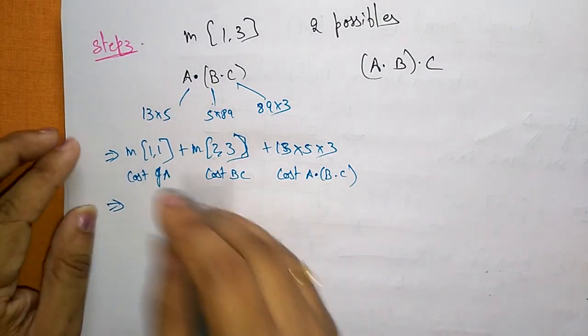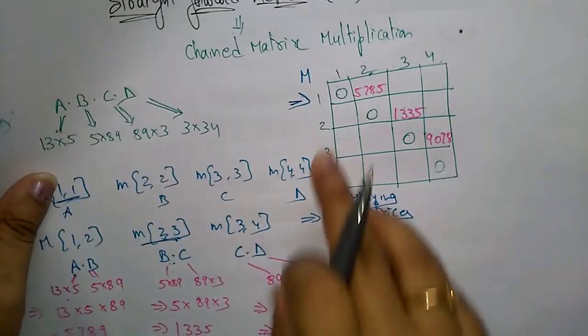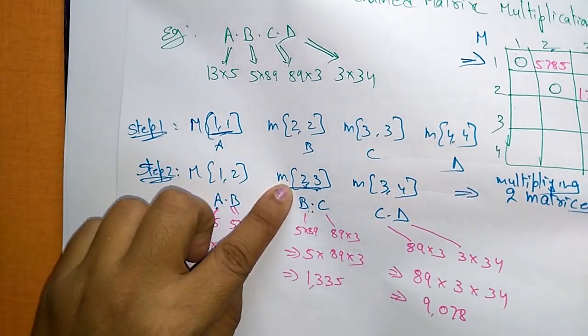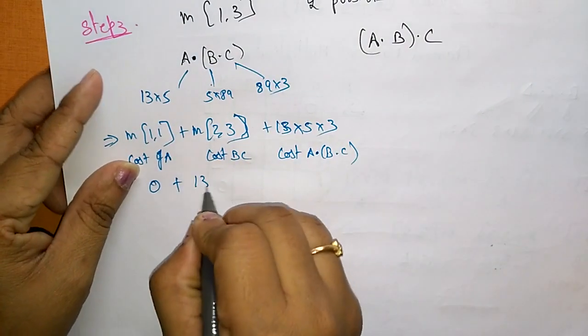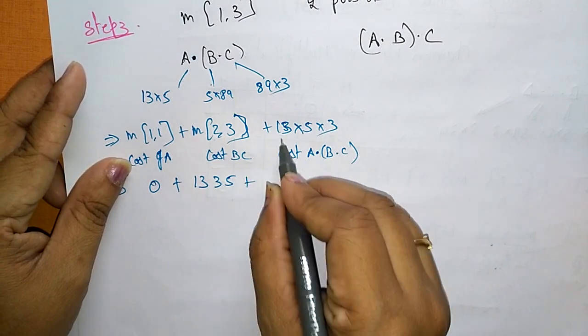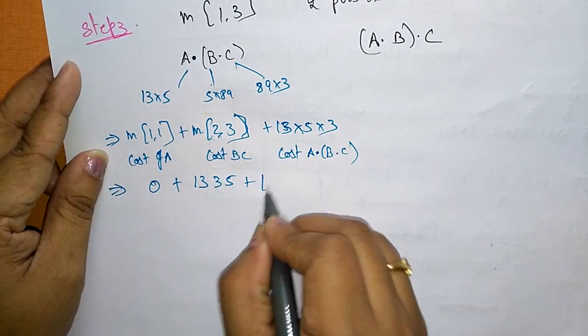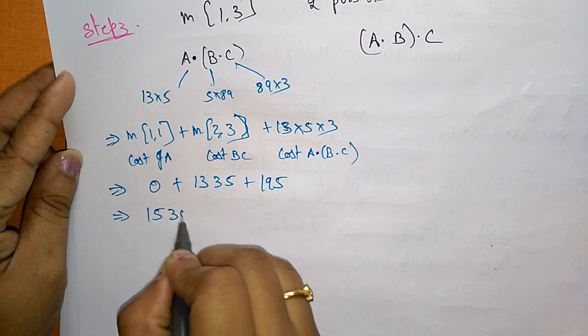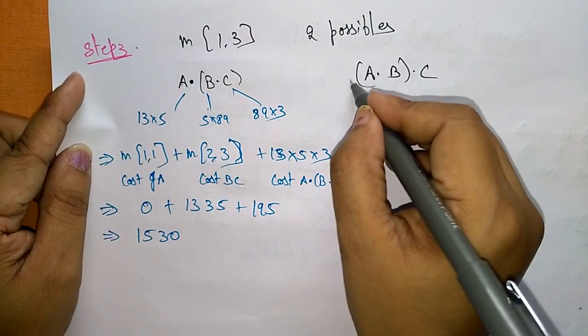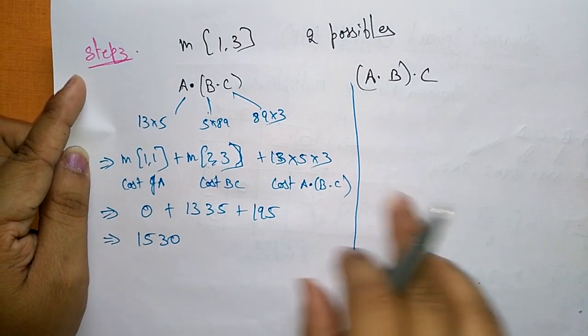So for this M of 1 comma 1, what is the value? 0. So just write 0 plus M of 2 comma 3, already calculated. M of 2 3 is 13,035. So 13,035 plus 13 into 5 into 3, which is 195. So the final answer is 1,530. Now we have to find the least possible of these two.